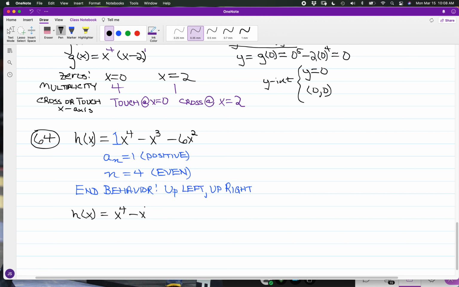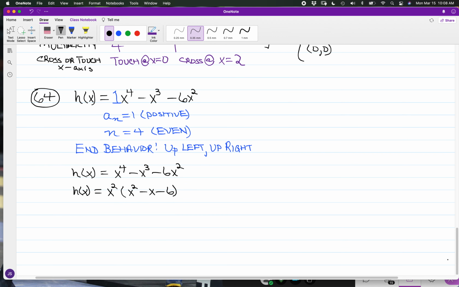And again, we're going to have the greatest common factor to be an x term, and this is going to be x squared. Upon factoring out x squared, we have x squared minus x minus 6.